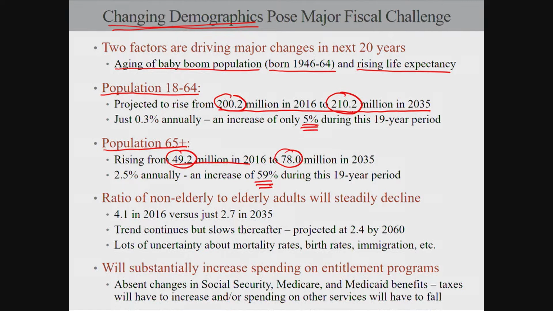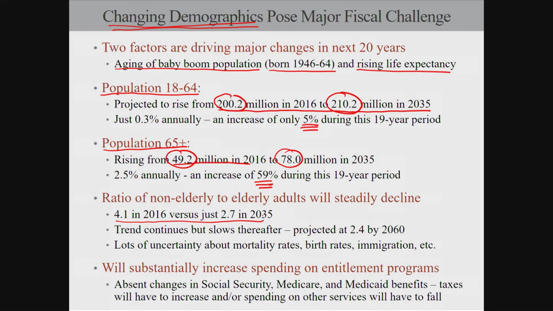As a result of that demographic change, we'll see the number of non-elderly adults per elderly adult fall from 4.1 to 2.7. And that's a challenge because elderly individuals tend to receive benefits from the government. Non-elderly adults tend to pay the taxes to finance them, but there's going to be a growing imbalance between the amount of tax revenue coming in and the amount of benefits being paid out. And that's going to create a fiscal challenge and will tend to raise deficits. So 4.1 in 2016 versus just 2.7 in 2035.